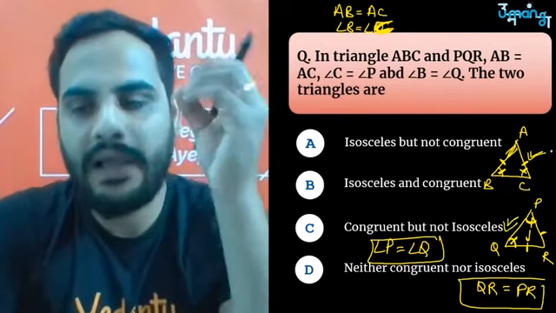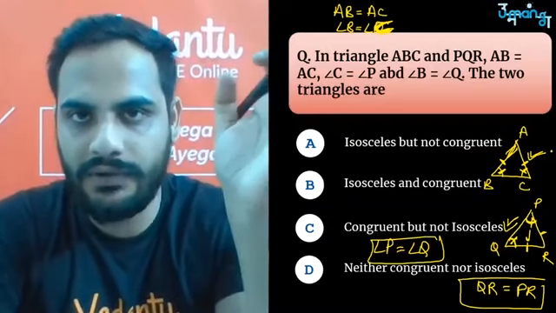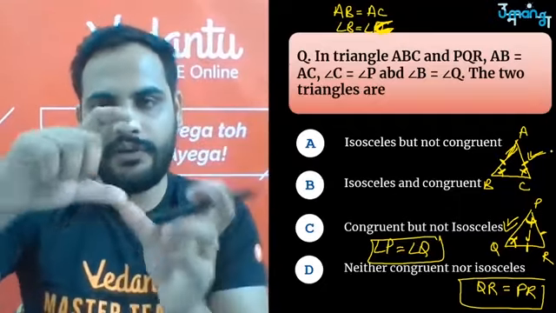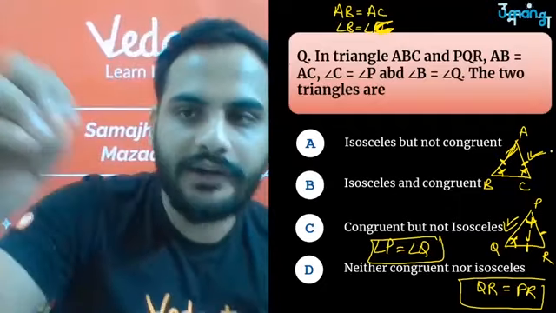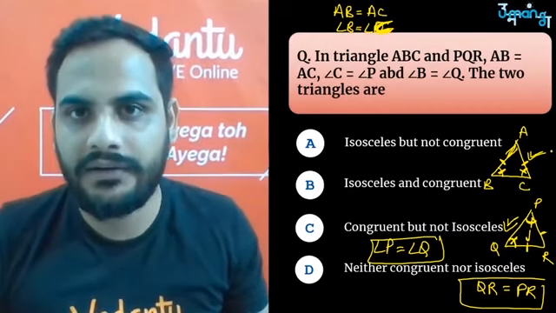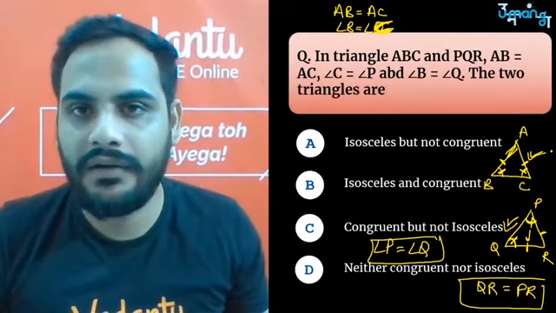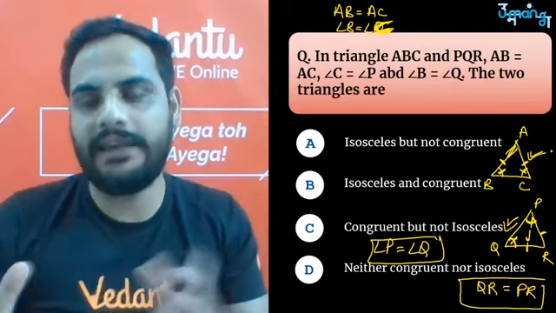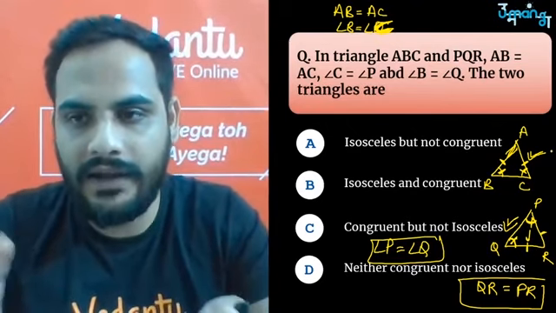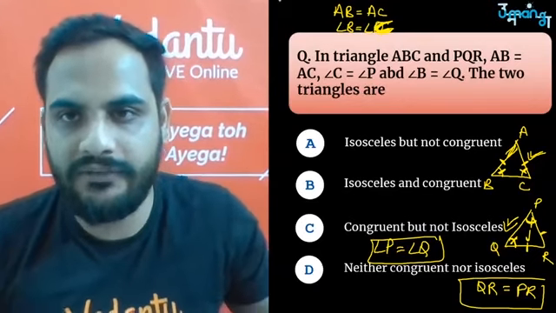Now look, I know that the two angles are equal, and I know that AB is equal to AC and PQ is equal to PR, but I do not have any relationship between the sides of the two triangles. So what can you do? Sir, I know only the angles are equal, and the sides could be different also.